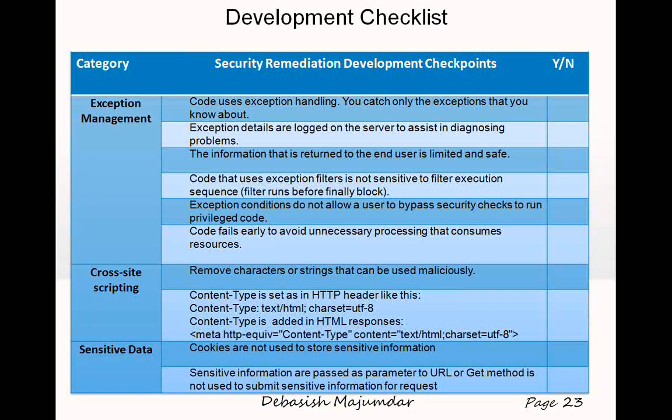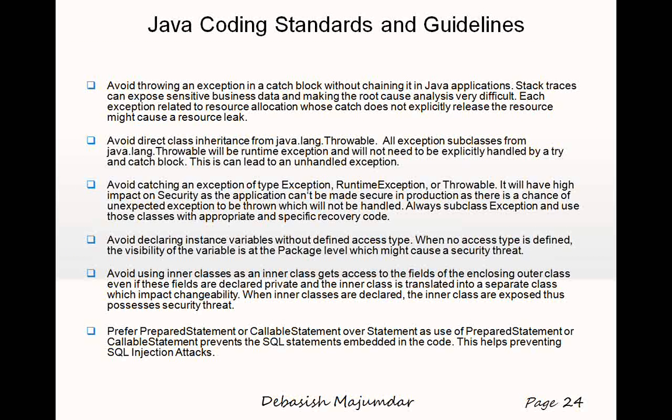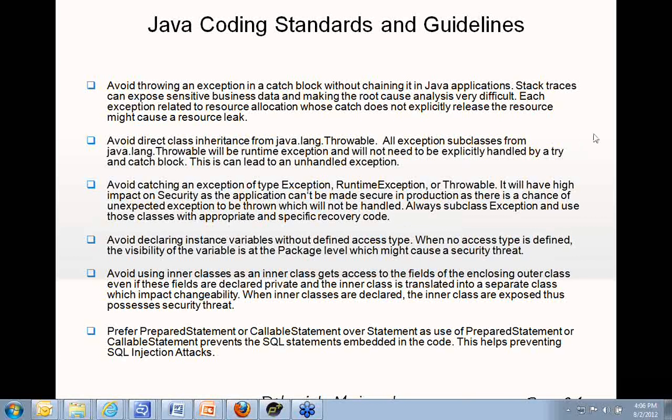So these are the typical Java J2EE standards and guidelines. Avoid throwing an exception in a catch block without chaining it in Java applications, as stack traces can expose sensitive business data as well as make root cause analysis very difficult. So we need to avoid throwing an exception in the catch block. Avoid direct class inheritance from java.lang.Throwable. Not all exception classes are declared within a try and catch block, which could lead to an unhandled exception.